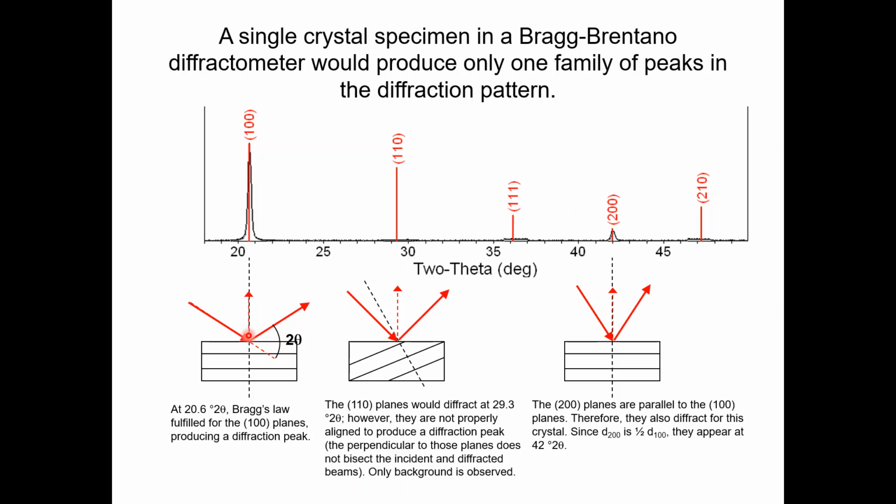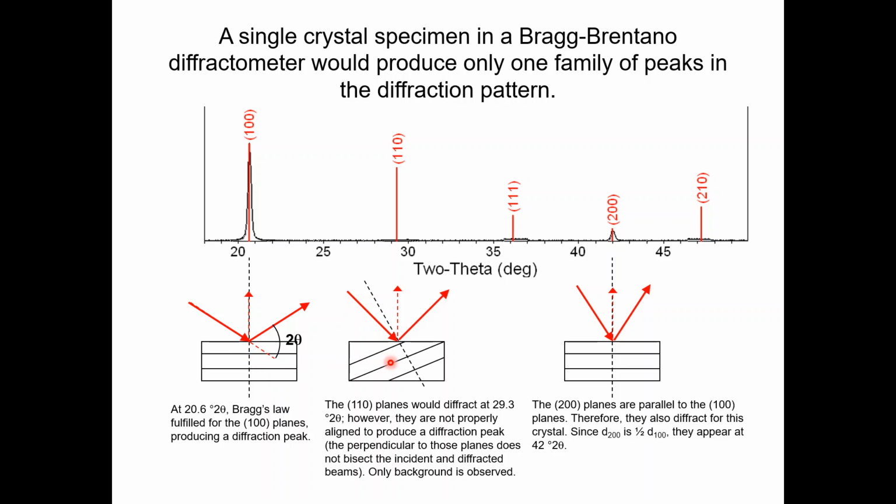Let's first come to the first peak, which is the main peak. It is at a value equal to 20.6 degrees 2 theta. What does it mean? It means that the Bragg law is fulfilled for the 100 planes producing a diffraction pattern. So this peak basically corresponds to the diffraction from the 100 plane.